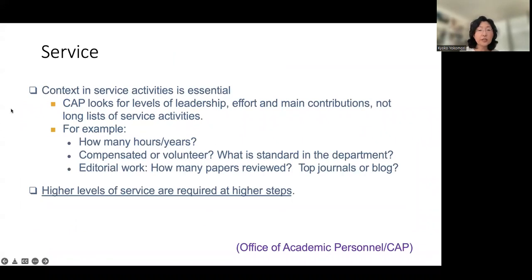This is actually a slide from AP and CAP, and you can see that they're really looking at the context. CAP wants to see the level of leadership, effort, and main contribution, which is not really obvious from just the list. They want to see a little more description, so you can elaborate in your service statement. And again, they also say higher level service is required for higher steps.